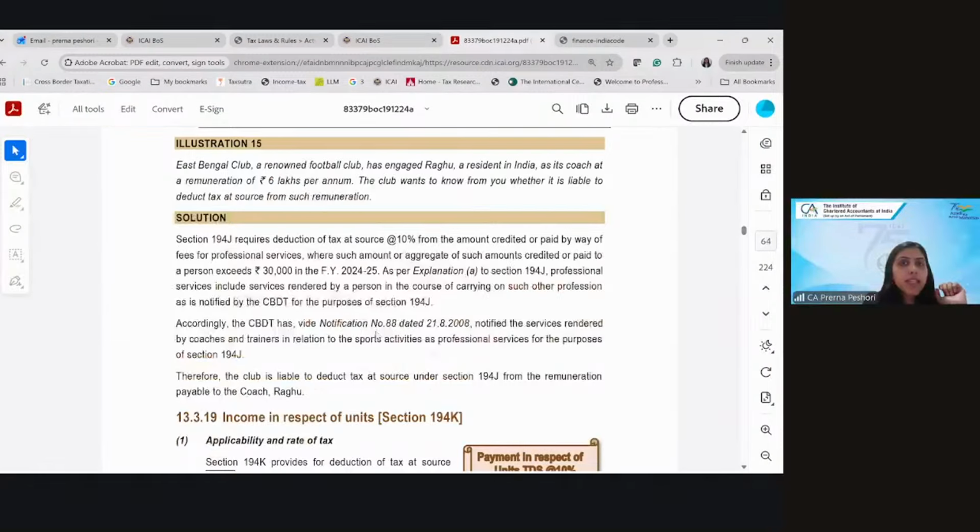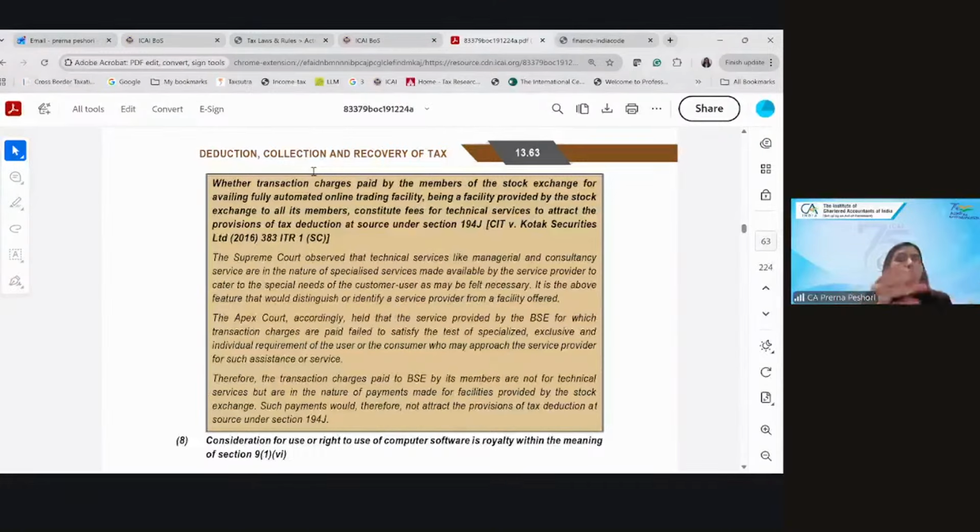Next is the transaction charges paid by the members of the stock exchange for taking the trades on the stock exchange. There are these brokers who pay the transaction charges for the trades taking place on the stock exchange. The stock exchange is facilitating the trade of the stocks, so the members of the stock exchange, which are brokers and all of that, have to make the payment of these charges to the stock exchange. Whether this is fees for technical services and whether it will attract TDS under 194J.